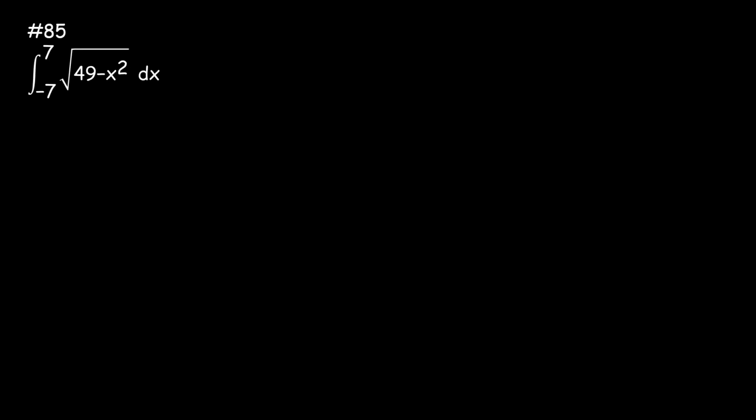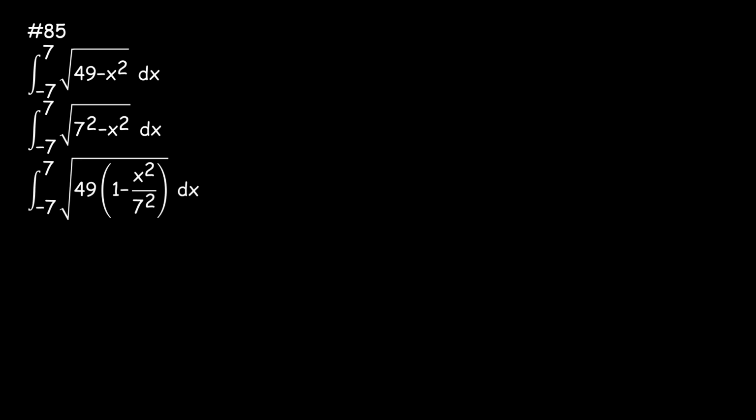Question 85. We have the integral from negative 7 to 7 of square root of 49 minus x squared dx. So we have two squares, difference of two squares, but we can actually factorize 49 such that it becomes 7 squared, and then you would have 49 into 1 minus x squared over 7 squared. Now that x squared over 7 squared is what we want to factor out on its own, so that it becomes 1 minus x over 7 all squared.